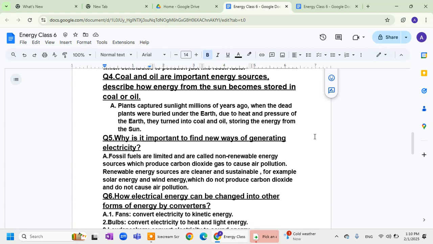Question number 4. Coal and oil are important energy sources. Describe how energy from the sun becomes stored in coal or oil. Answer: dead plants captured sunlight millions of years ago. When the dead plants were buried under the earth, due to the extreme heat and pressure of the earth, they turned into coal and oil, storing this energy from the sun. And oil means petrol.